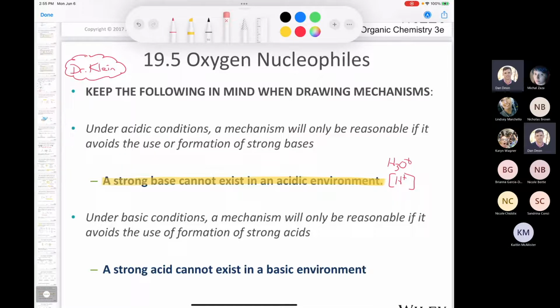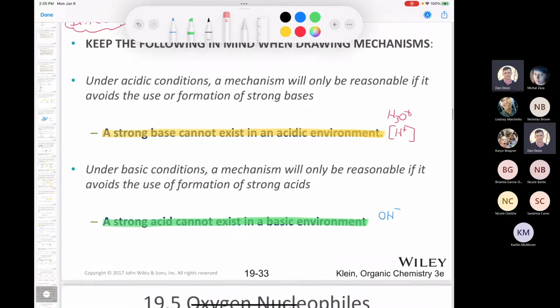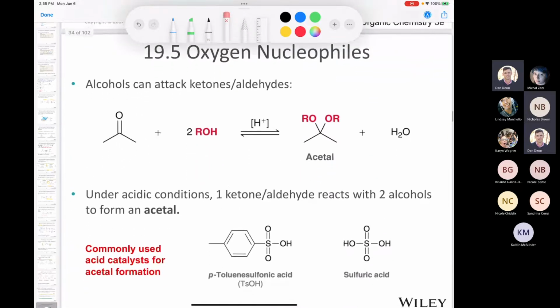Conversely, if you're in basic conditions, the converse isn't going to happen. A strong acid is not going to exist in a basic environment. So let's say you're in hydroxide, and you draw sulfuric acid, for example. That's a huge no-no. That's not going to happen. You're not going to have sulfuric acid in a basic reaction medium. So you want to keep these things in mind when you're drawing mechanisms.